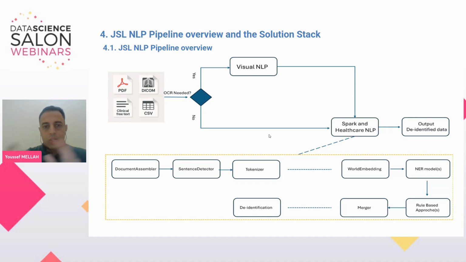For example, some of the entities we can configure to mask the patient name, doctor name, and we can configure to obfuscate the SSN, MRN, and skip some of the other entities and so on. So here it is fully flexible. Okay. And for this Spark and Healthcare NLP pipeline, we do have multiple pretrained pipelines that you can use out of the box. And also you can build your custom pipeline with your custom NER models.